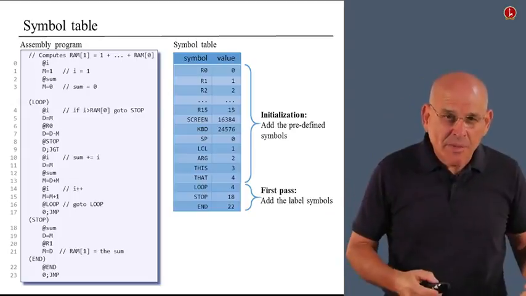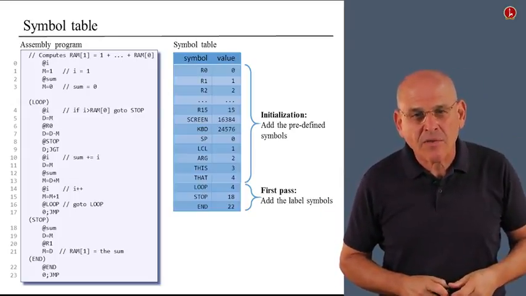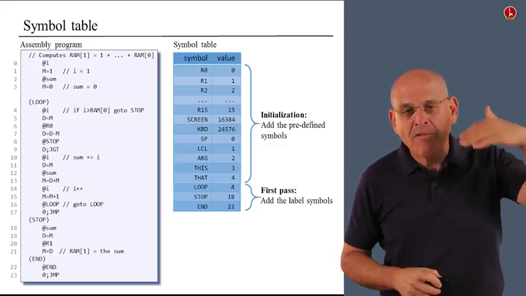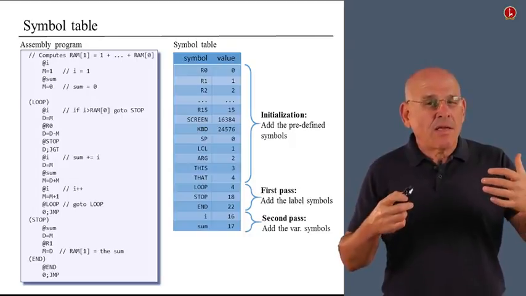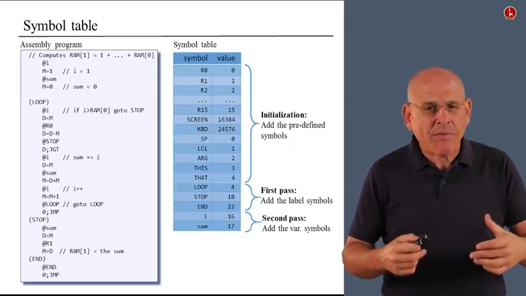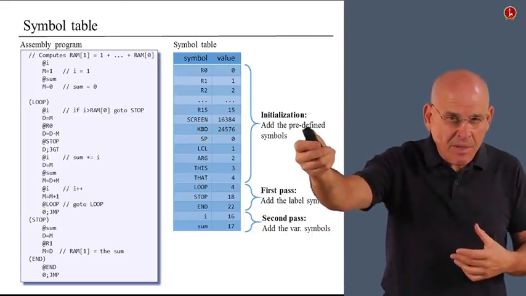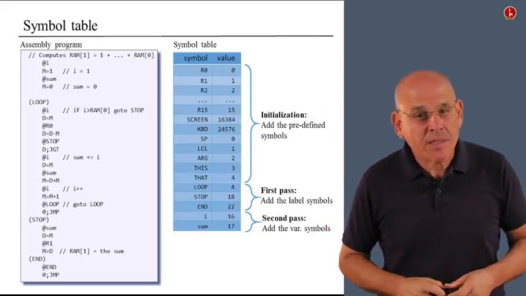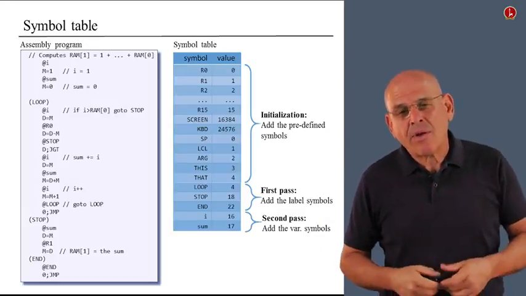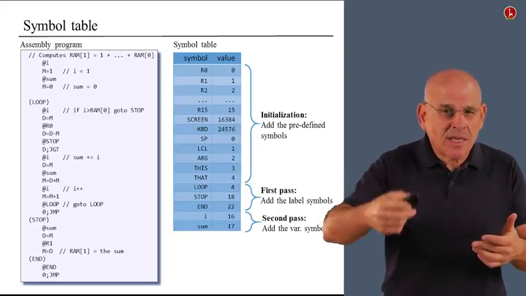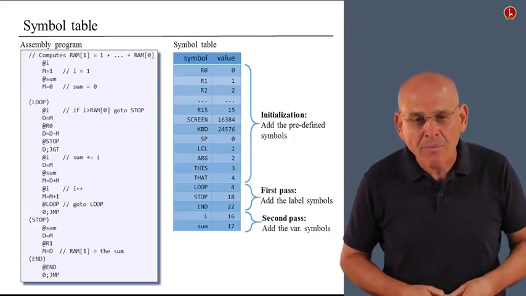Once we finish the first pass, we start once again to scan the entire program from beginning to end. And whenever we see a symbol which does not appear in the symbol table, we know that it's a variable. So we add it to the table, and we assign to it the values 16, 17, 18, 19, and so on, for as many variables as you have in the program.